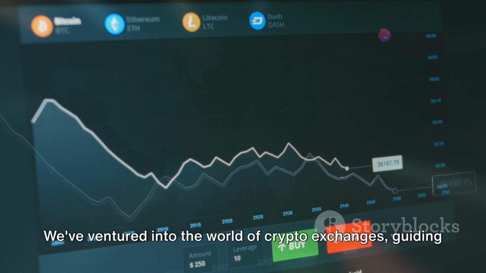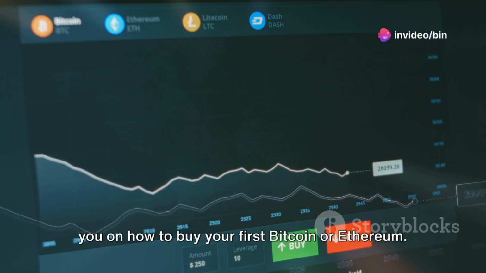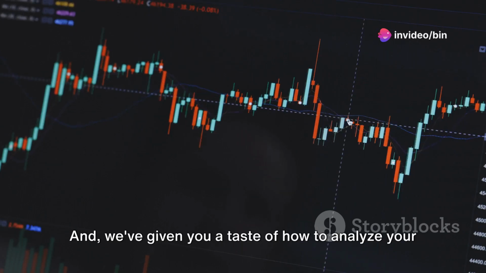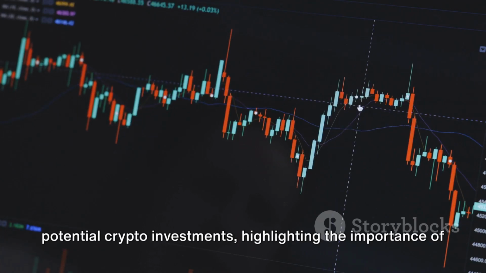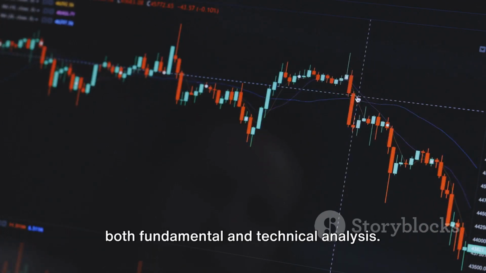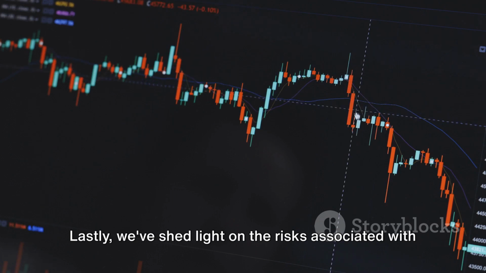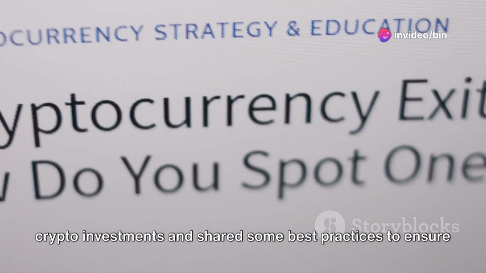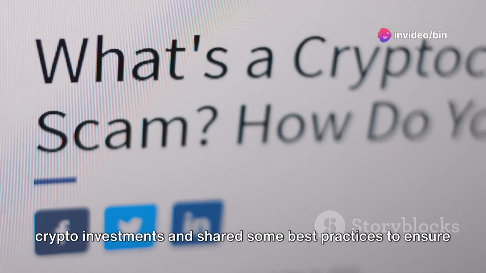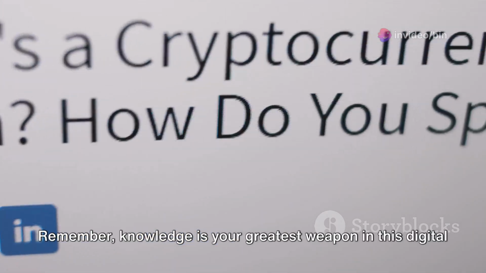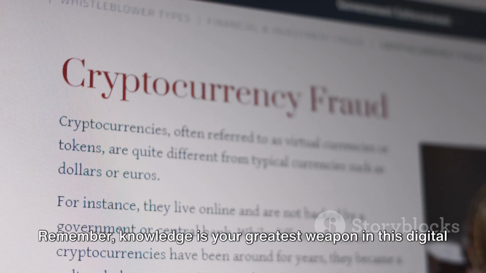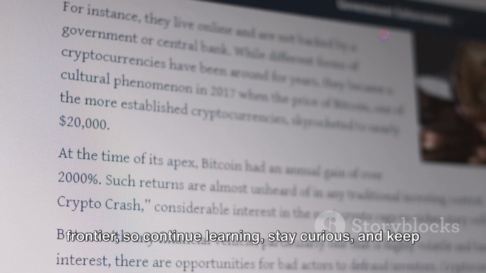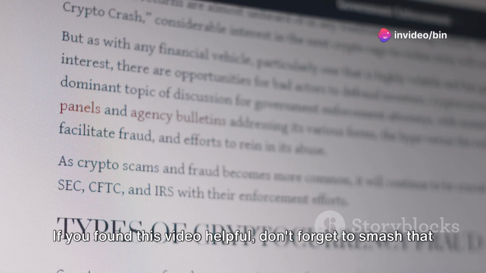We've ventured into the world of crypto exchanges, guiding you on how to buy your first Bitcoin or Ethereum. And we've given you a taste of how to analyze your potential crypto investments, highlighting the importance of both fundamental and technical analysis. Lastly, we've shed light on the risks associated with crypto investments and shared some best practices to ensure your digital wealth safety. Remember, knowledge is your greatest weapon in this digital frontier. So continue learning, stay curious, and keep asking questions.